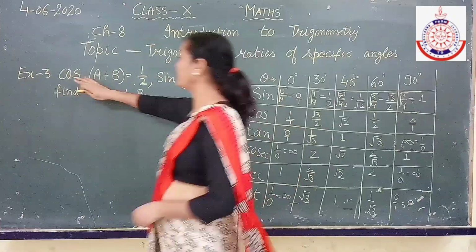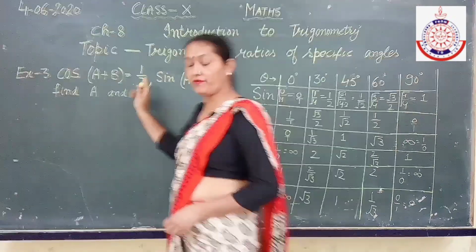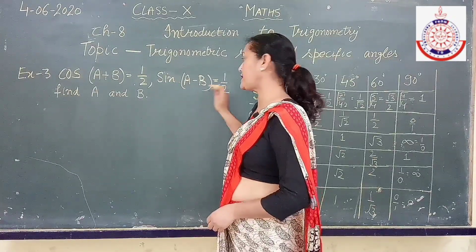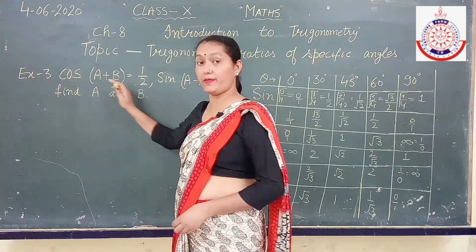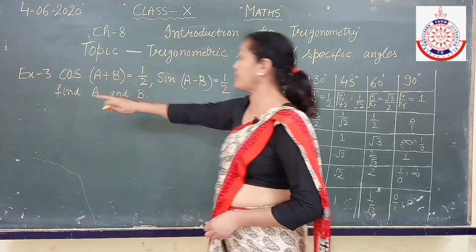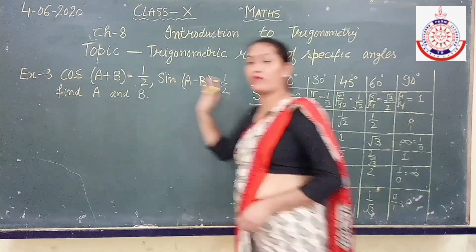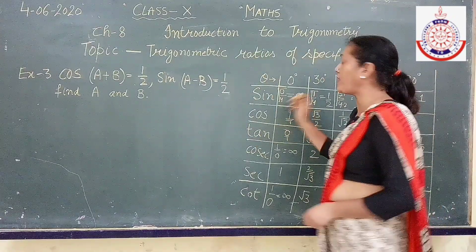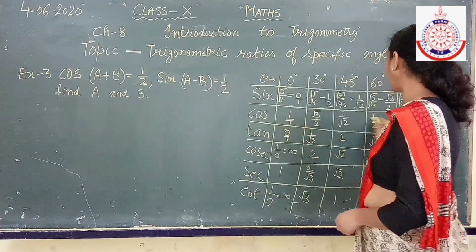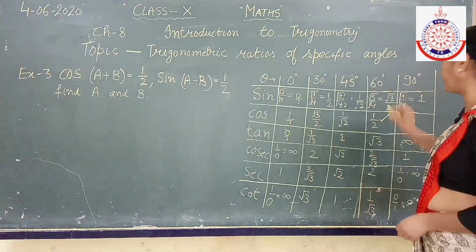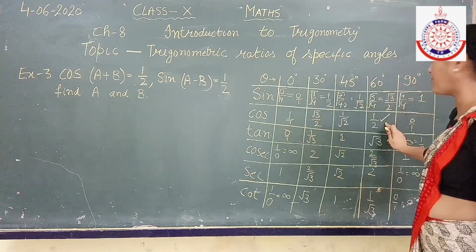We are given cos(a plus b) equals half, and sin(a minus b) is again half, and we have to find a and b. These are very important kinds of questions. Now see, cos(a plus b) is half. In the table of cos, where can we get the value of half? That is cos 60 degree is half.